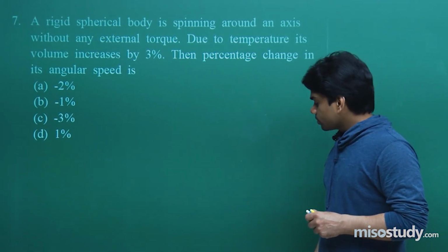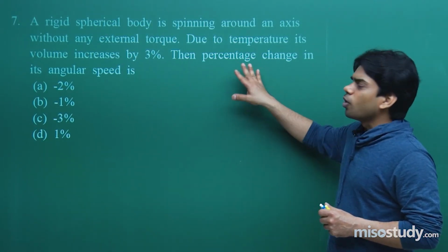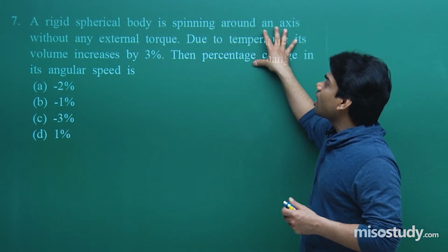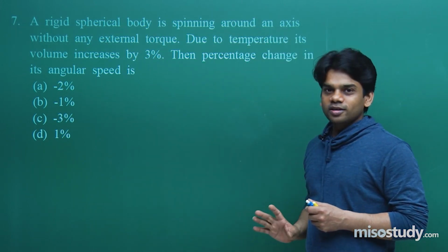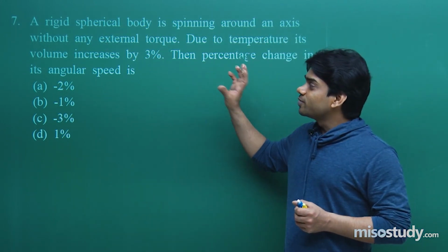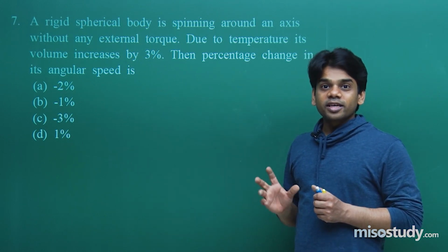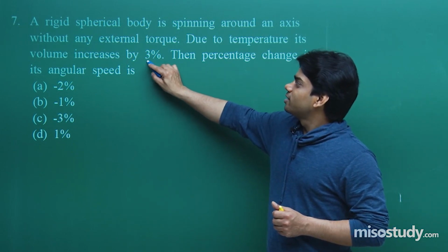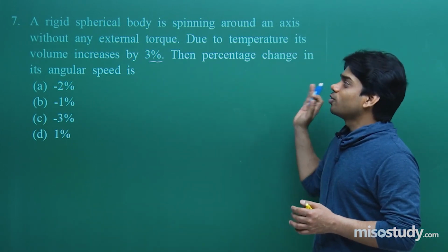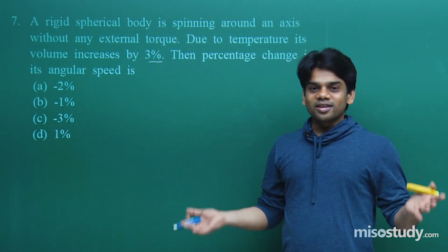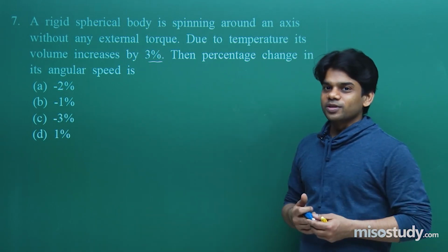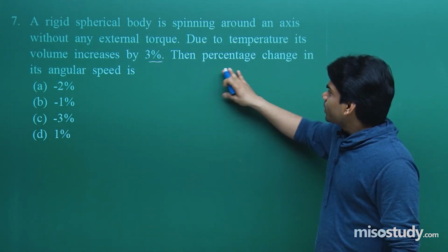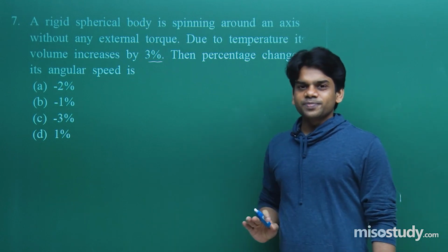Question number 7. A rigid spherical body is spinning around an axis without any external torque. Again, it says rigid spherical body, that means it's a case of a solid sphere. Due to temperature, its volume increases by 3%. That means temperature is raised and volume is increased by 3%. That is what we can understand. Then the percentage change in its angular speed.